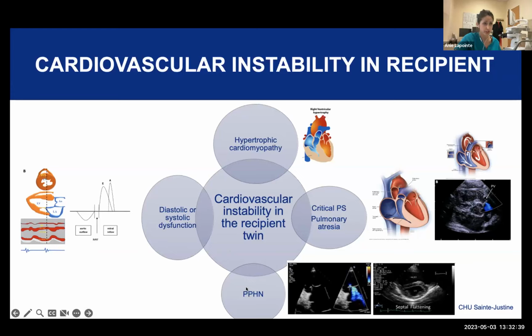For the PPHN presentation in the recipient, the mechanism is unknown. However, hypotheses are a difficult transition after birth, polycythemia, chronic volume overloading that induces shear stress in vessels, or mechanical strain. Maybe vasoconstrictive mediators such as angiotensin II and endothelin may also play a role.